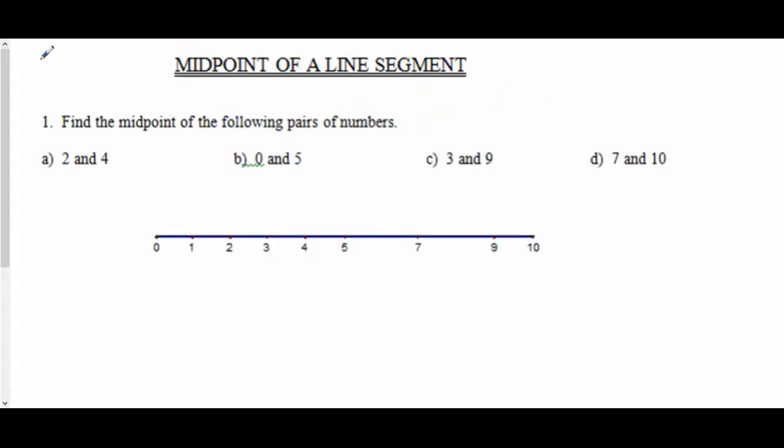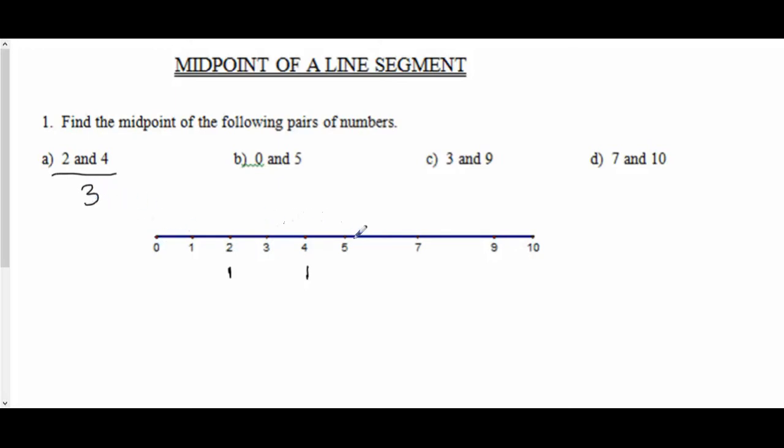If you're following along on your handout, this should be your first question there. Find the midpoint of the following pairs of numbers. So here we're just talking of a one-dimensional number line. And let's look at our first question. I think most of you, hopefully all of you, will be able to figure this one out. Find the midpoint between 2 and 4. So what point is halfway between 2 and 4? Obviously, halfway between 2 and 4 is going to be 3.